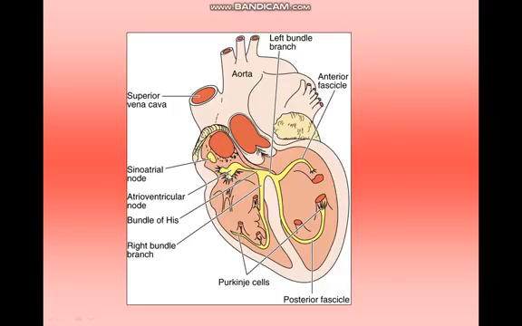Here we have the atrioventricular node, comprising the QRS complex, then we have the bundle of His, and then ending in the Purkinje fibers. Here we have the left bundle branch and the right bundle branch. Sometimes blocking of some region of the bundle branch leads to bundle branch block and to specific types of arrhythmias.